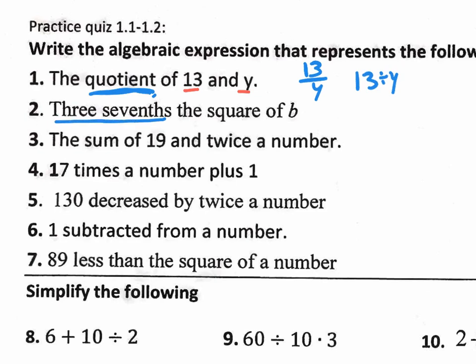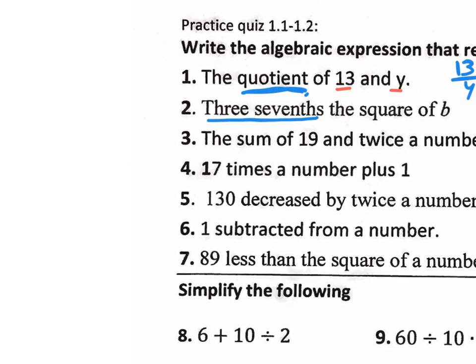Number two, let's read what it says. 3/7. That's an actual fraction. So everybody should write 3/7. Now when you say 3/7 of anything, it's really multiplying 3/7 times that value. So if I say, what's 1/2 of 20, you're going to say 1/2 times 20, which is 10. So right here, 3/7, the square of b, 3/7 times the square of b.